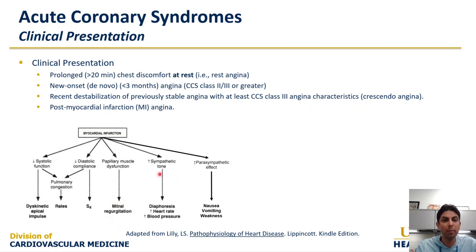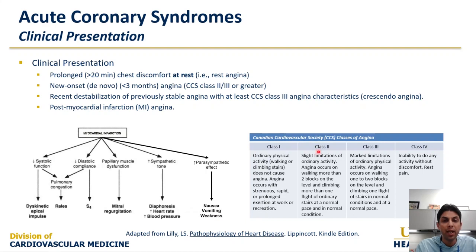Definitely in a myocardial infarction, patients will have increased sympathetic tone, as manifest with diaphoresis, an increase in heart rate, as well as an increase in blood pressure. There can also be an increase in parasympathetic effect that results in nausea, vomiting, and weakness.